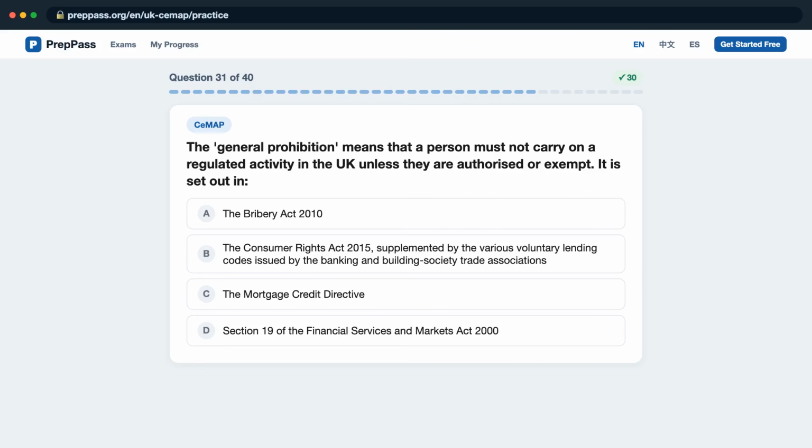Question 31. The general prohibition means that a person must not carry on a regulated activity in the UK unless they are authorized or exempt. It is set out in, is it A. The Bribery Act 2010? B. The Consumer Rights Act 2015, supplemented by the various voluntary lending codes issued by the Banking and Building Society trade associations? C. The Mortgage Credit Directive? D. Section 19 of the Financial Services and Markets Act 2000?